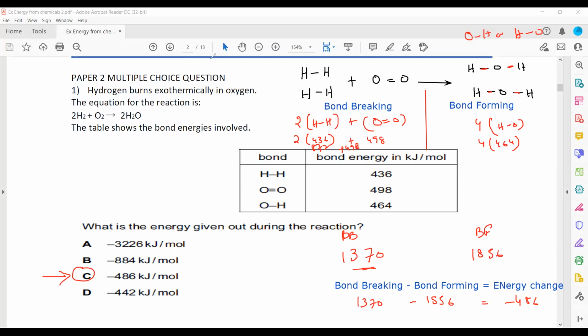So the equation was given. First we have to represent the equation in terms of bonds, the number of bonds, and then use the formula for bond breaking minus bond forming to calculate the energy change. Any doubt in this part?